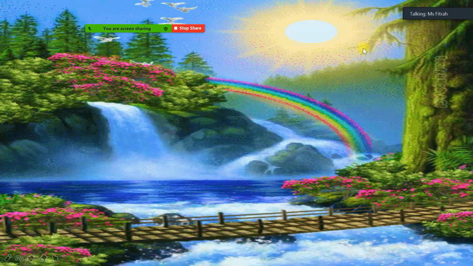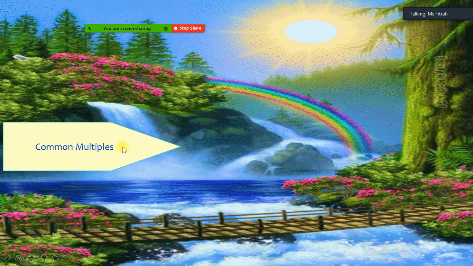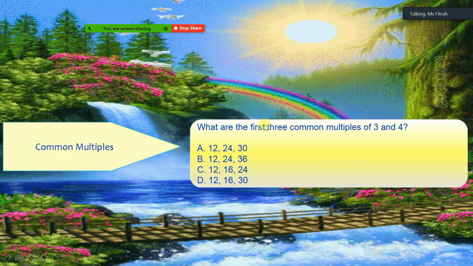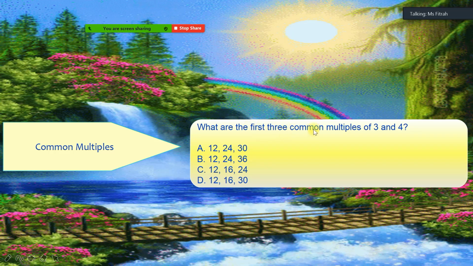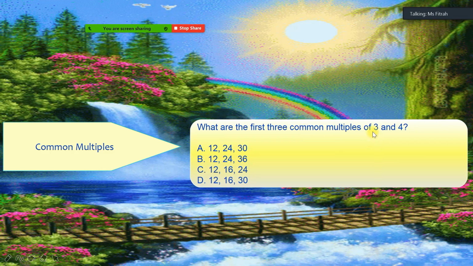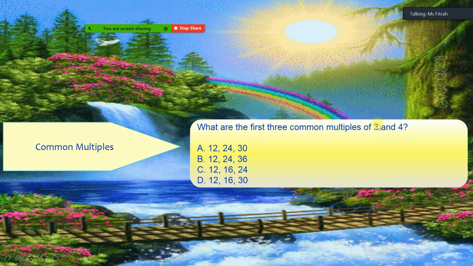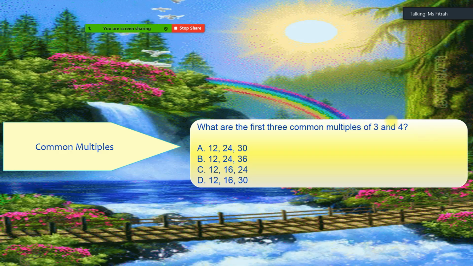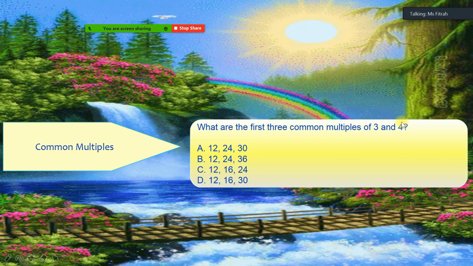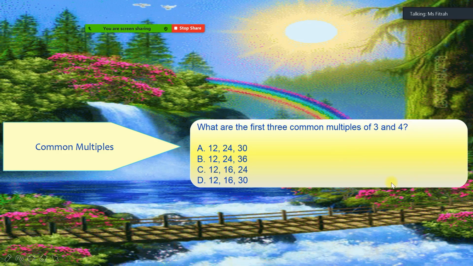Yep. And then the next, common multiples. What are the first 3 common multiples of 3 and 4? So we must find the multiples of 3, and then you must find the multiples of 4, and then you can look at the multiples of 3 and 4 that have the same number.